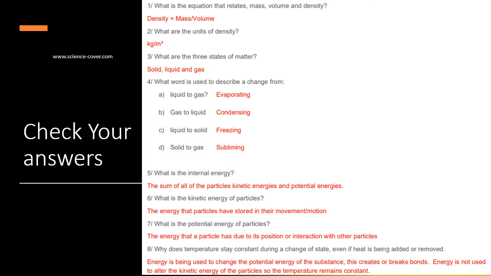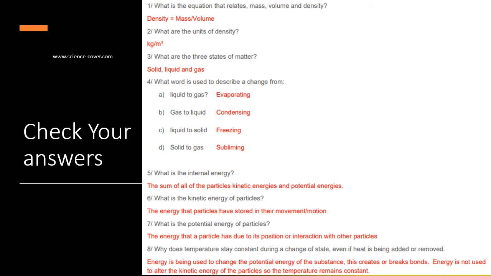Let's check our answers. What is the equation that relates mass, volume, and density? Density is the mass divided by the volume. What are the units of density? Kilograms per meter cubed or kilograms per centimeter cubed? What are the three states of matter? Solid, liquid, and gas. What word would you use to describe a change from a liquid to a gas? It is evaporating. Gas to liquid is condensing. Liquid to solid is freezing. Solid to gas is subliming.